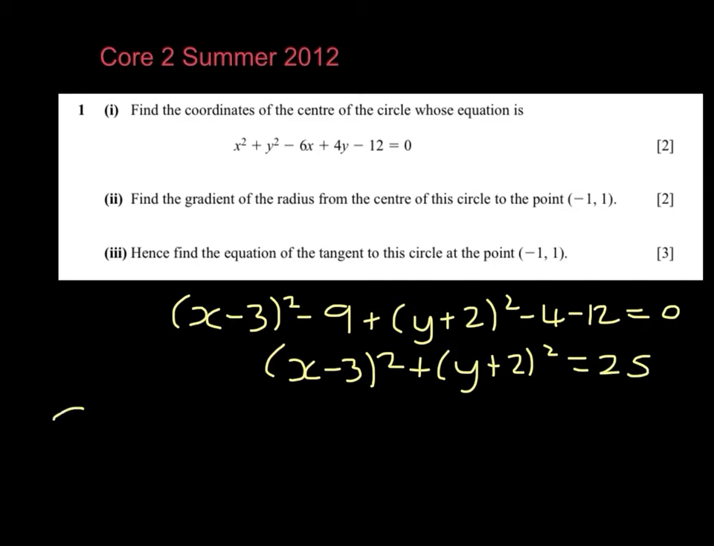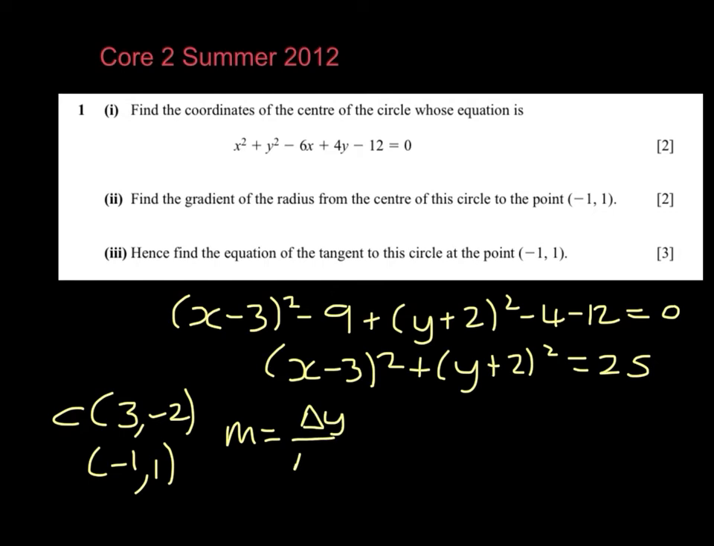So the centre is at point (3, −2), with the point (−1, 1), and the gradient is the change in y over the change in x. So −2 − 1 over 3 − (−1), −3/4.